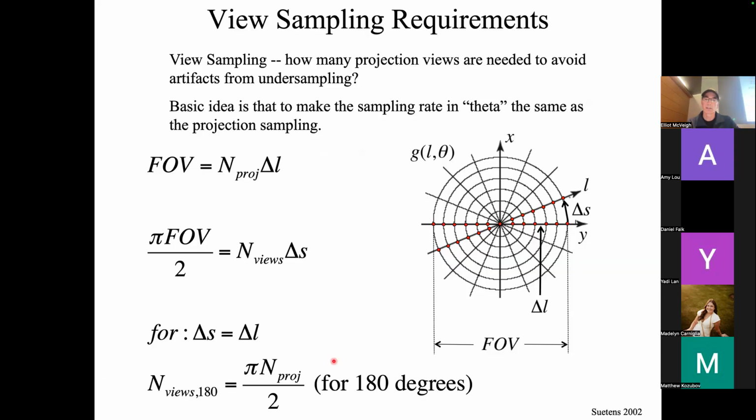Wait, sorry, could you repeat? Oh, no, say that again. Can you repeat how you got that second equation, the pi FOV over 2? This guy here. Mm-hmm. Okay, sure.